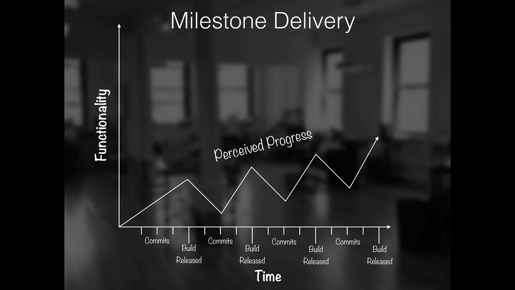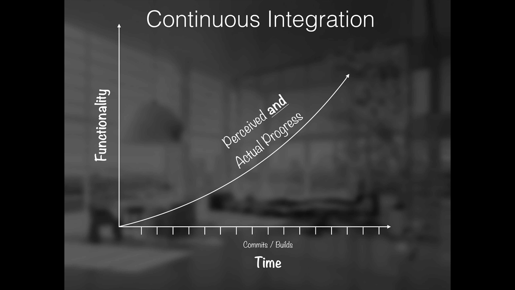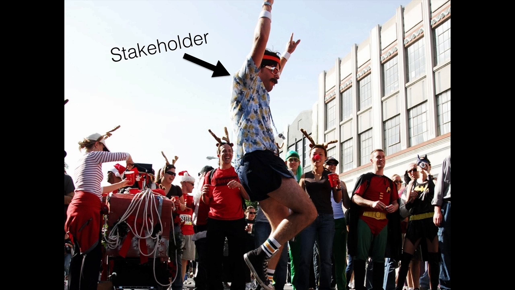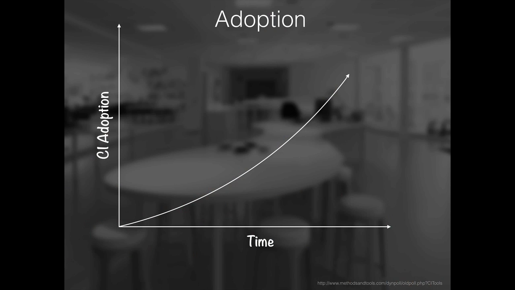Well, with continuous integration, it looks something more like this, where over time it just continuously rises because they are actually getting artifacts for every commit that goes into the repository. So for every code update, they get a new artifact that they can look at and test, which obviously makes for very happy stakeholders because they're continuously getting new builds with new functionality.